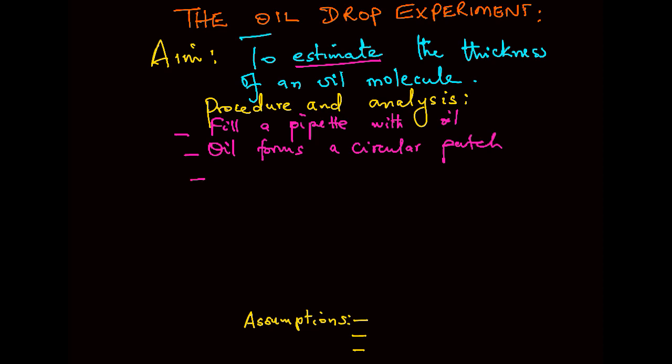We then find the volume of the patch, which is basically the volume of the oil drop. This volume is V and is given as 4/3 pi times the diameter of the drop over 2 cubed. We apply this formula because the drop is spherical.